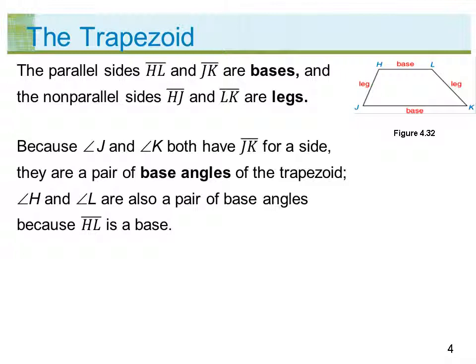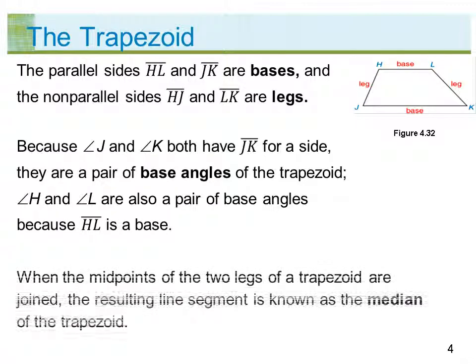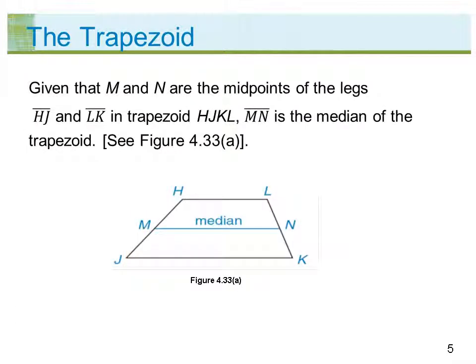angles of the trapezoid. Angle H and angle L are also a pair of base angles because segment HL is a base. When the midpoints of the two legs of a trapezoid are joined, the resulting line segment is known as the median of the trapezoid. Given that points M and N are the midpoints of the legs, segment HJ and segment LK, in trapezoid HJKL, segment MN is the median of the trapezoid.